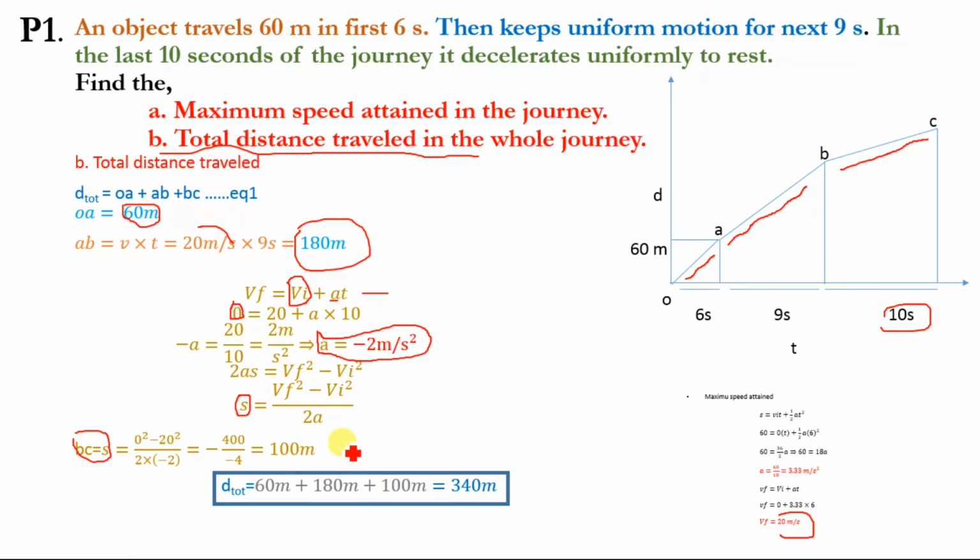Now to determine the total distance traveled in the whole journey, we put these values, 100 meter, 180 meter and 60 meter, in equation number 1. The total distance traveled is equal to 60 meter plus 180 meter plus 100 meter, which is equal to 340 meters, which is the final result.